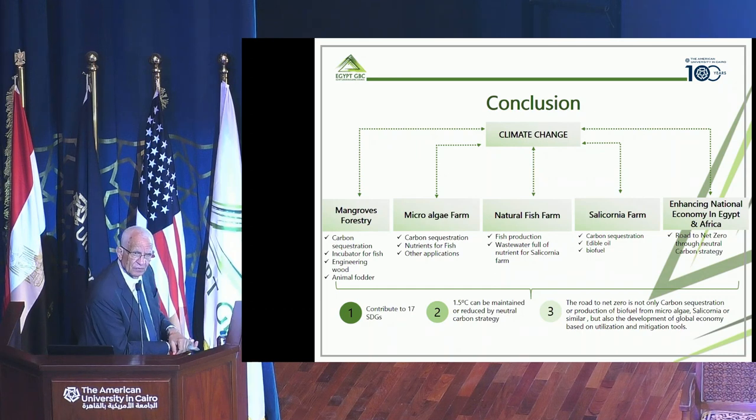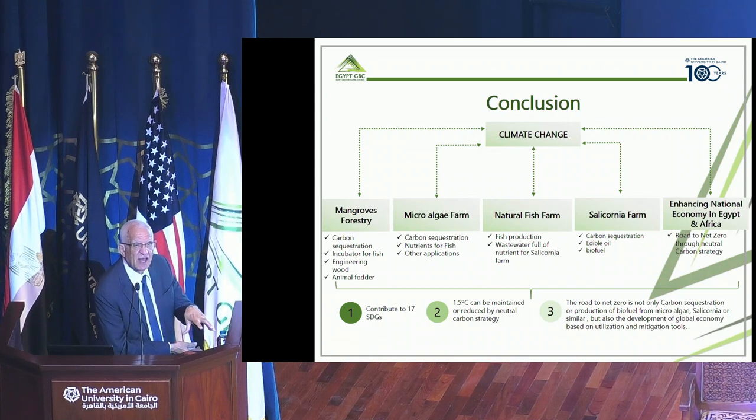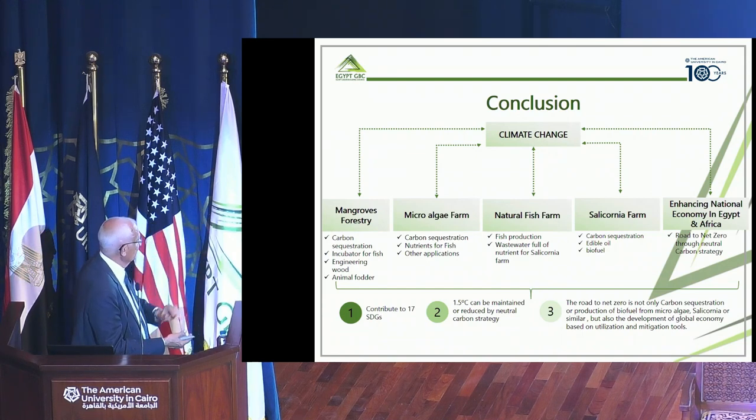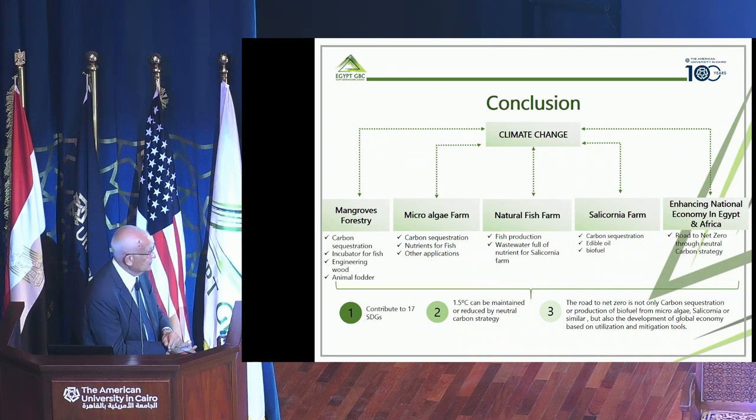Why Africa? Because the key issue behind this project here is the solar energy. It has the highest solar energy conversion worldwide. And therefore, this project here can contribute to the 17 Sustainable Development Goals, can maintain the 1.5 degrees C or less temperature difference, and of course, it is the road to approach net zero.